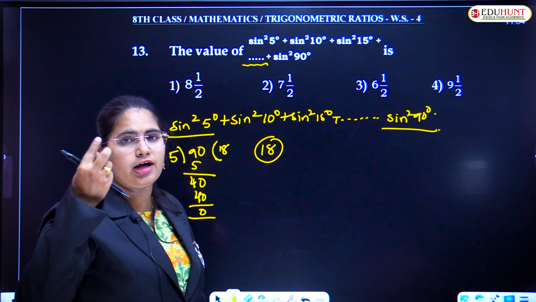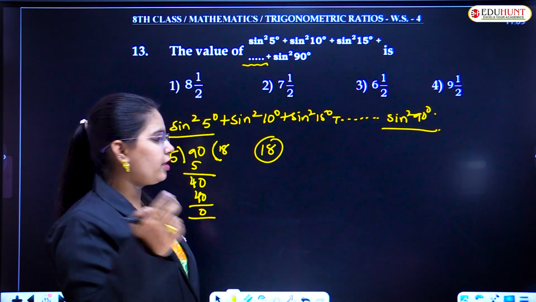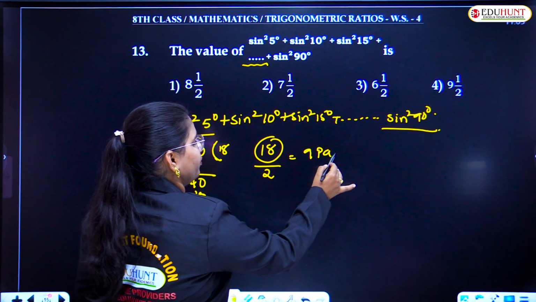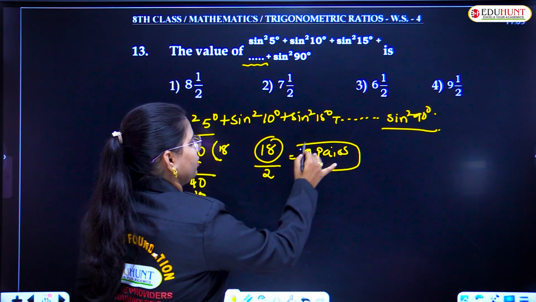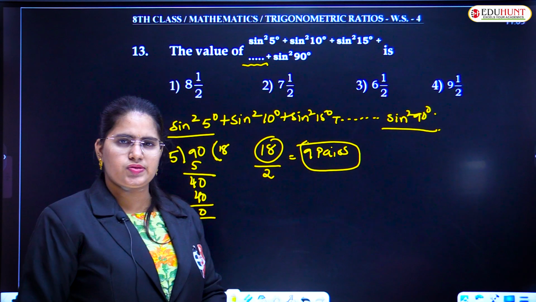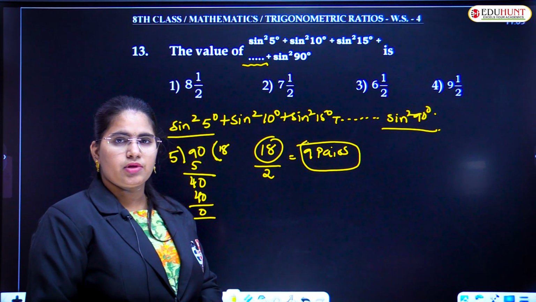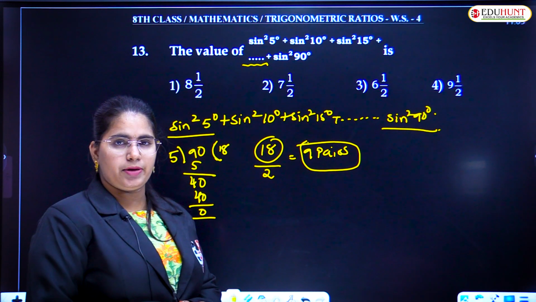Pair means you should have 2 elements in one pair, right? So 18 by 2 is equal to 9 pairs should be formed in this particular question. Now, my question is, what are those 9 pairs?